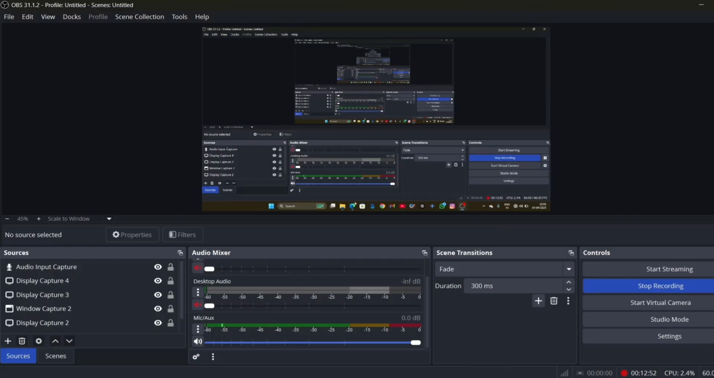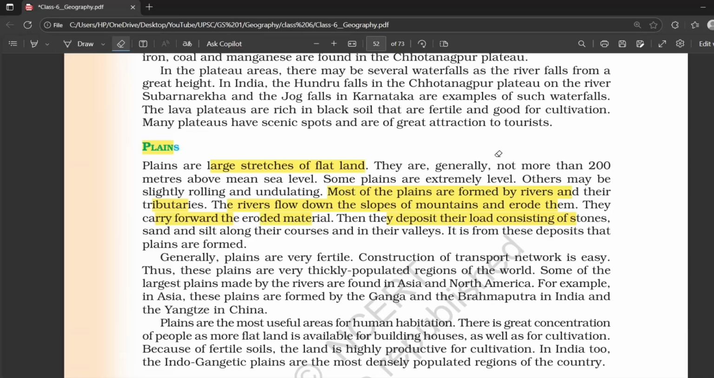The next one is the plain. Plains are formed mainly by rivers and their tributaries. When a river flows down the slope of a mountain, it erodes the rocks and the soil. The river carries forward mud, sand, and other materials. When the speed of the river reduces, it deposits this material. Over time, these deposits spread out and form a large flat area which we call a plain.